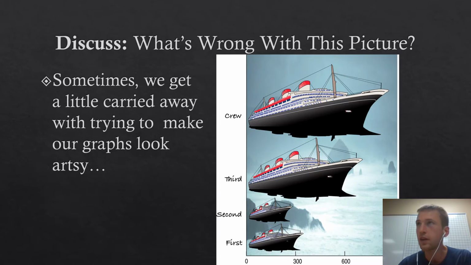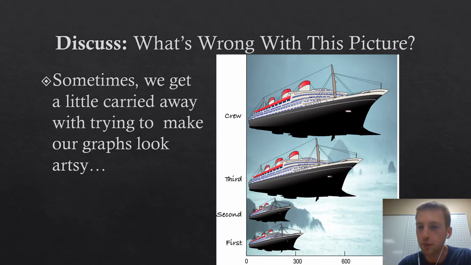So there are a lot of great ways to make some really insightful graphs, but this one, maybe not so great. So take a look at this one. This is displaying that same data we had for the number of people in each class on the Titanic. Sometimes we get a little carried away with trying to make graphs look kind of cool or artsy. What I want you to figure out is what is misleading or incorrect about this graph. Pause the video, take a moment to figure that out.